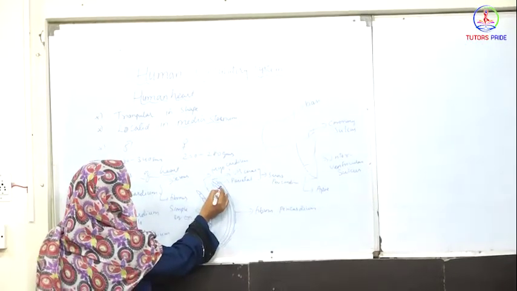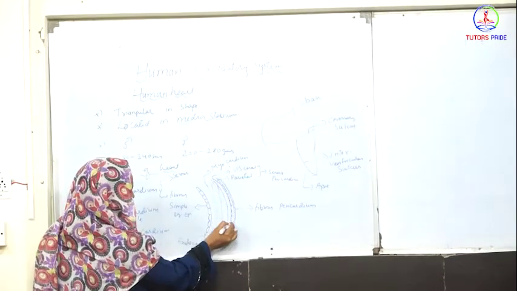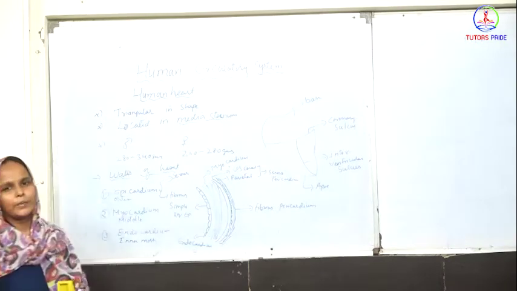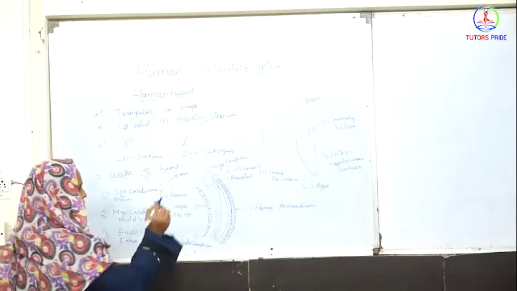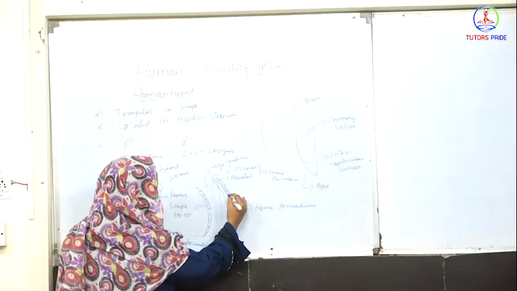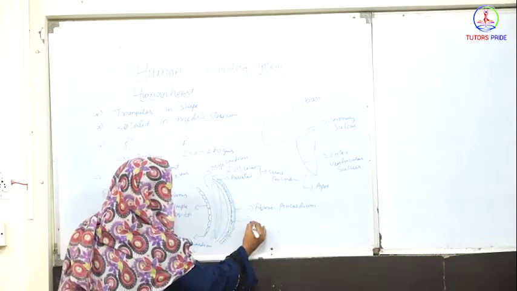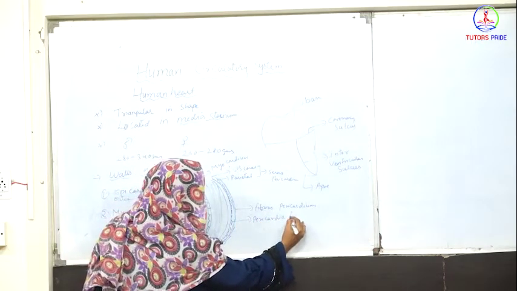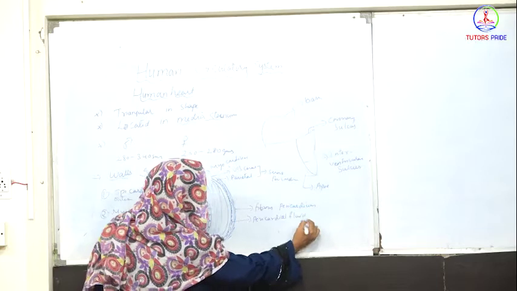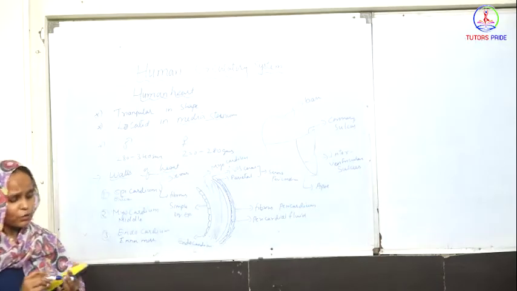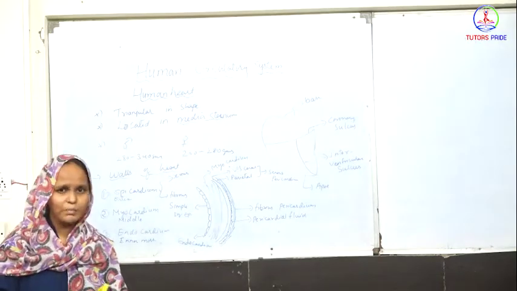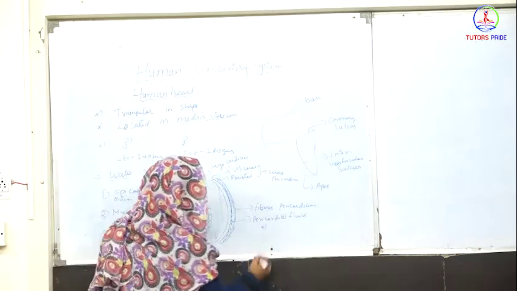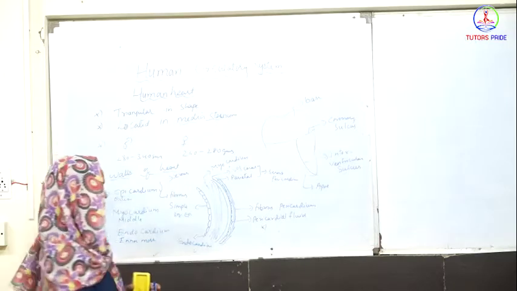Where should it be present? It is present in the parietal layer of serous pericardium. So this is called pericardial fluid, and the function of this pericardial fluid is it acts as a lubricant.